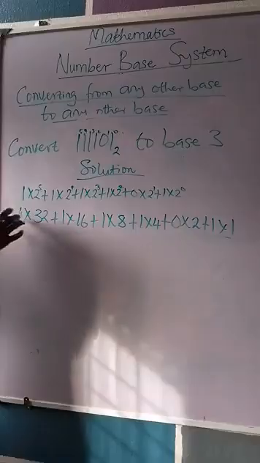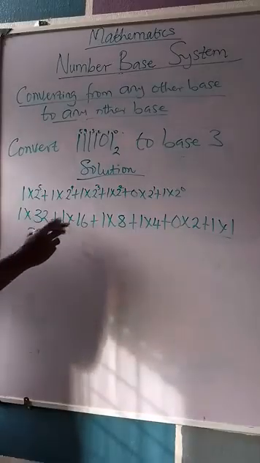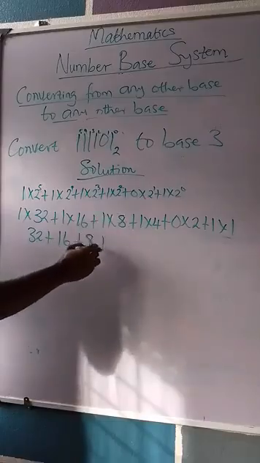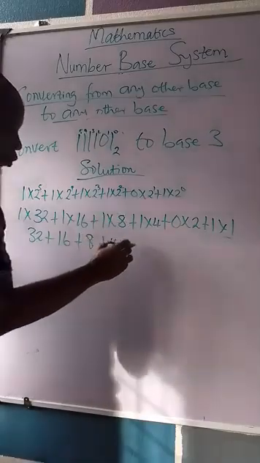You've gotten that. Now let us evaluate this. This times this is 32. Plus this times this is 16. Plus this times this is 8. Plus this times this is 4. Plus this times this is what?